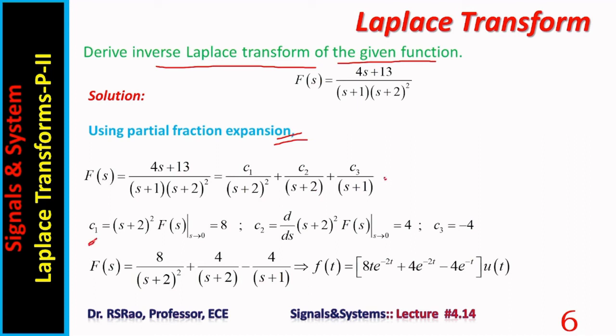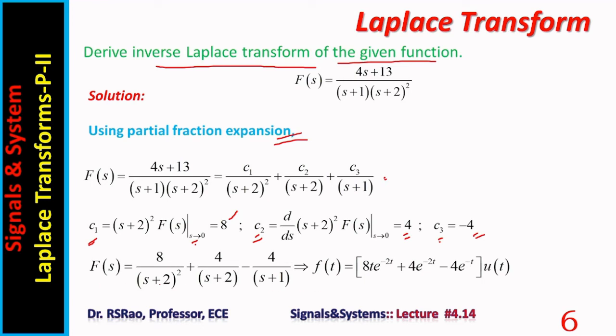C1 can be determined from (s + 2) whole square F(s) with s tending to -2. It turns out to be 8. C2 is d/ds of (s + 2) whole square F(s) with s tending to -2. It turns out to be 4. Similarly, C3 can be found as -4. Substituting the results, F(s) is 8 by (s + 2) whole square plus 4 by (s + 2) minus 4 by (s + 1).